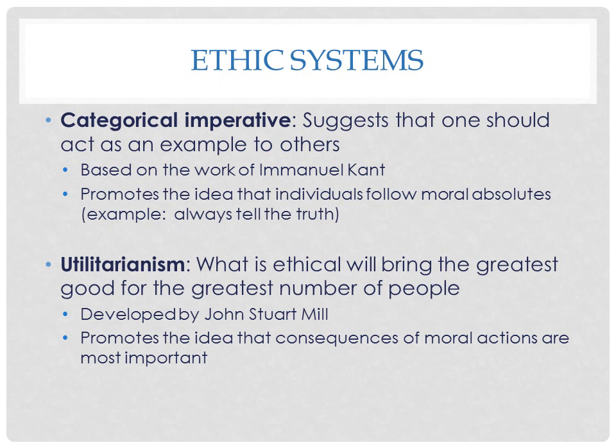So now we're going to talk about some of the ways or the frameworks that you can use to make good ethical decisions. The first one is called categorical imperative, and this suggests that one should act as an example to others. And this promotes the idea that individuals should follow a moral absolute. So for example, always tell the truth. So if your wife says, "Does my butt look big in these pants?" you should say the truth. "Yes, your butt does look big in those pants. Your butt always looks big." And then you sleep on the couch forever.